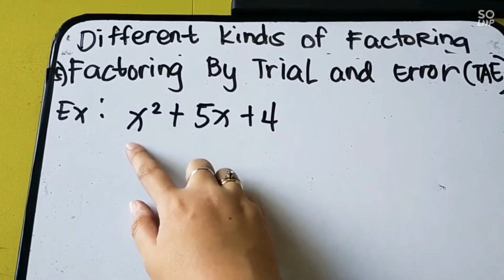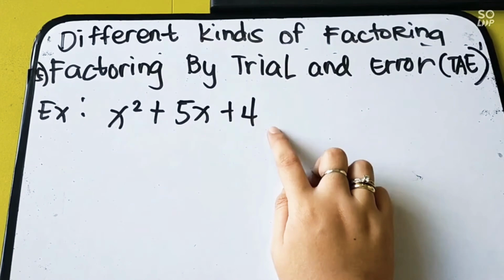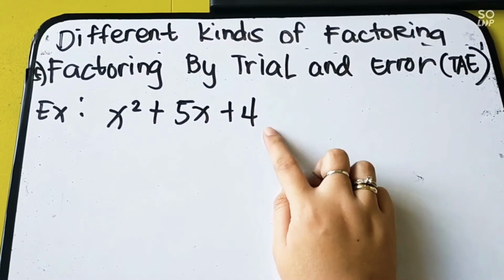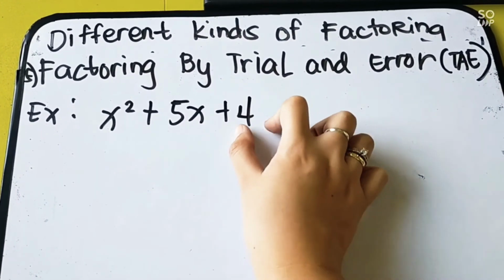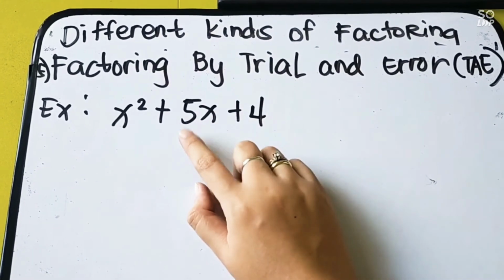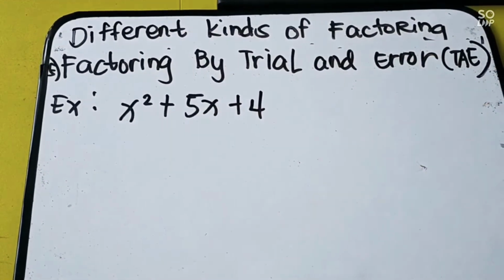Diba si x squared ay perfect square? Yes. Si 4 ay perfect square. So, pwede nating i-apply yung nauna kanina? Hindi po pwede. Bakit? The square root of 4 is 2. When you multiply 2 times 2, the answer is 4, not 5. Okay? So, this time, you are going to use trial and error.